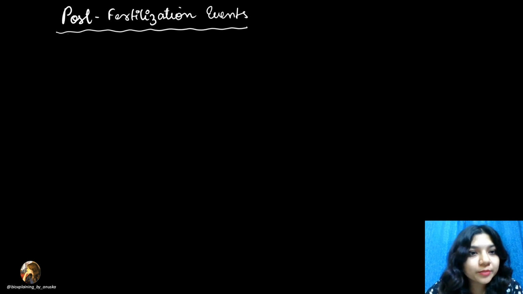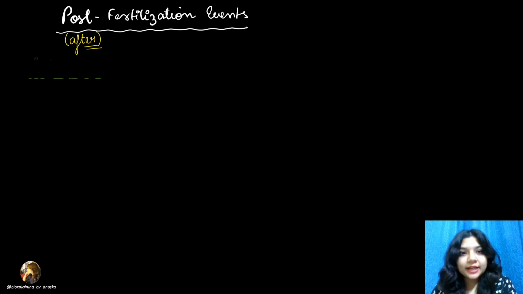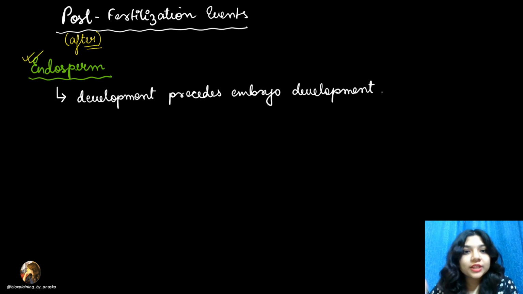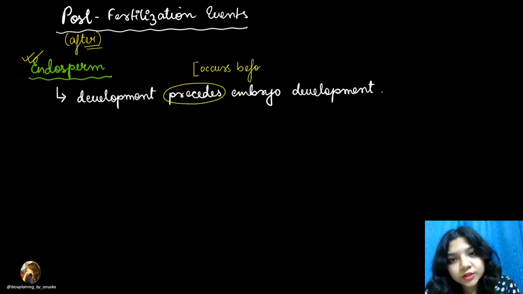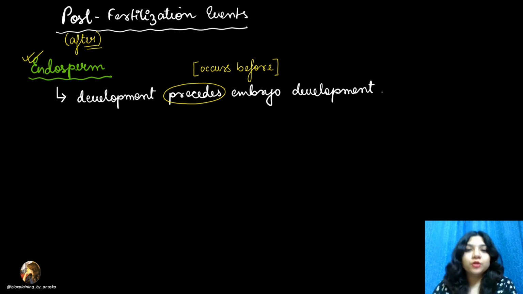What does this word post mean? Post means after, that is, after fertilization. First, let's look into what happens to the endosperm. The endosperm development precedes the embryo development. What do we mean by precedes? Precedes means occurs before. That is, first the endosperm is formed and then the embryo development occurs.